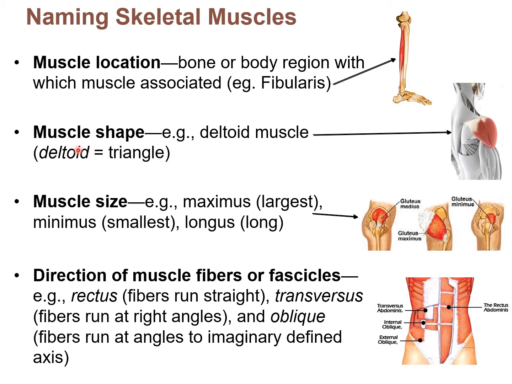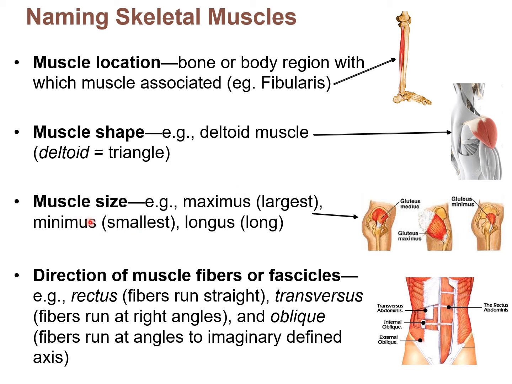Sometimes muscles are named according to shape. For example, this is a triangle-shaped muscle. We call it the deltoid. It's the shoulder muscle. Deltoid means triangle. You might have heard of trapezius, which is a trapezoid shape.